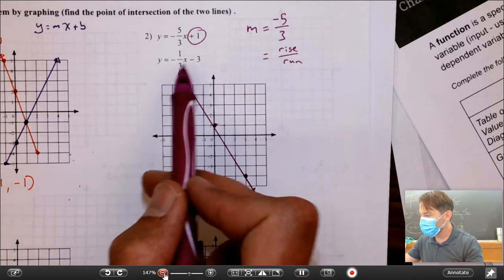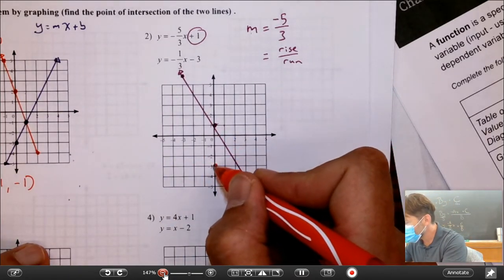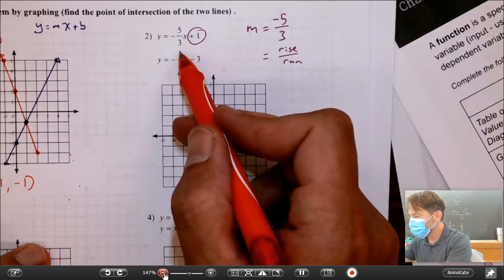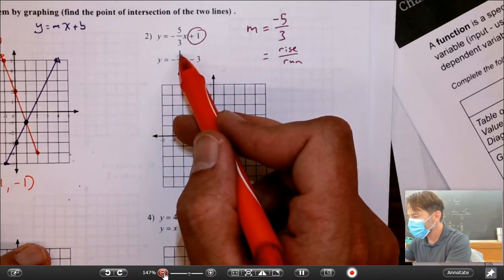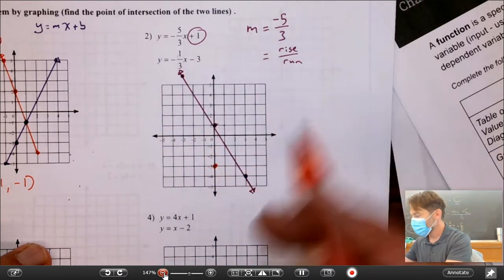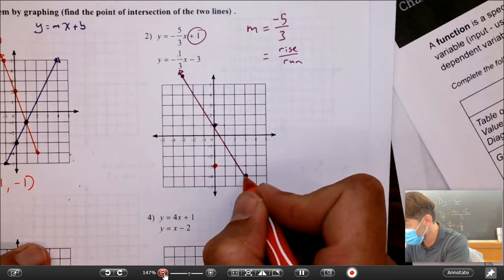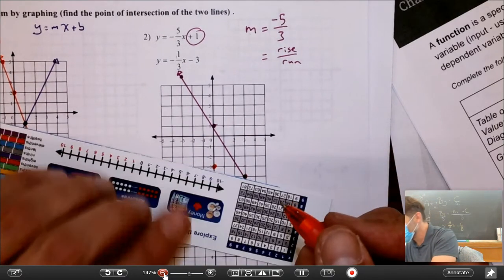I have -1/3 x minus 3. So I'm going to go ahead and graph the -3. And then this is my rise over run. So when I run 3, I rise -1. When I run 1, 2, 3, I rise -1. Aha! There it is. There is the point where the two lines intersect.